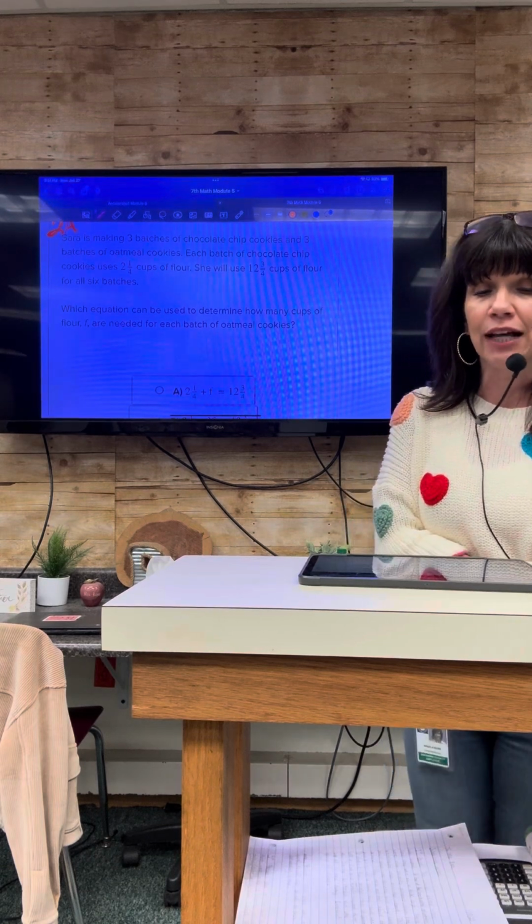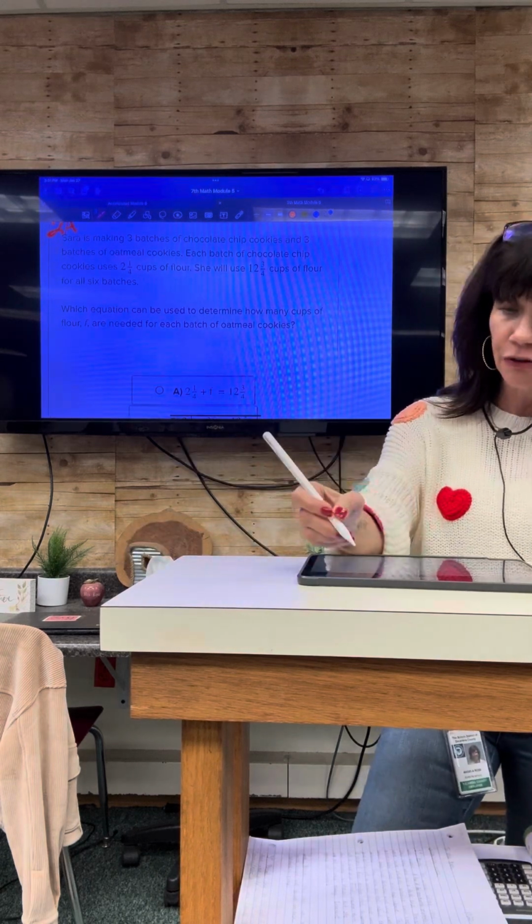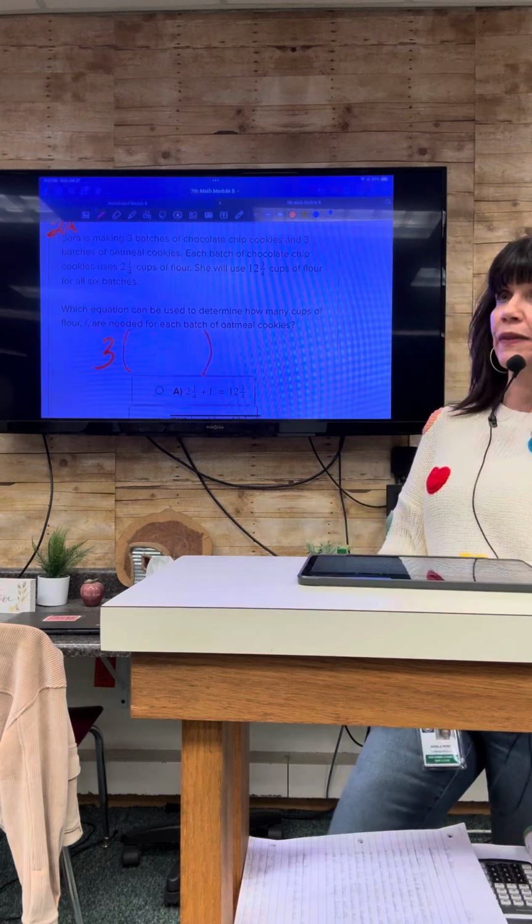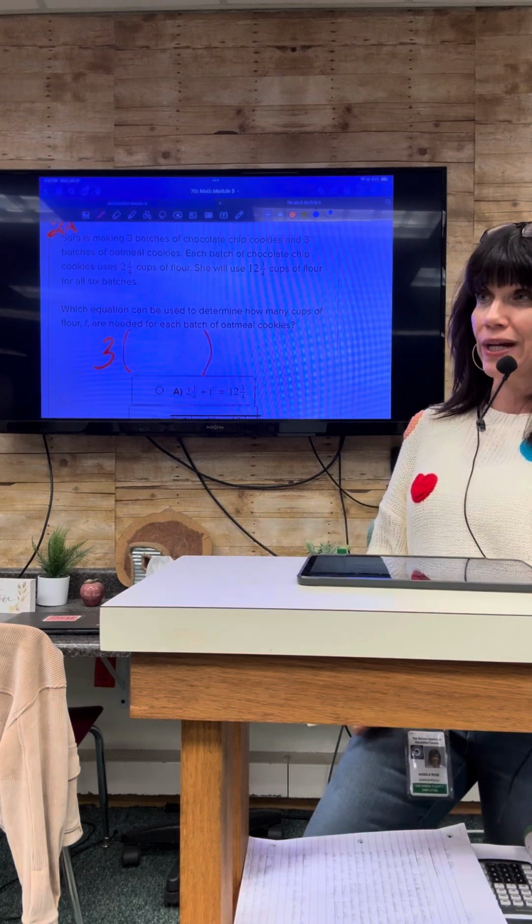Sarah is making 3 batches of chocolate chip cookies and 3 batches of oatmeal cookies. What is the number of batches that will begin our number story? Say it, class. 3. Please write 3 sets of, and then go ahead and place your parentheses. We're going to build this number story, and then you will choose the correct item.